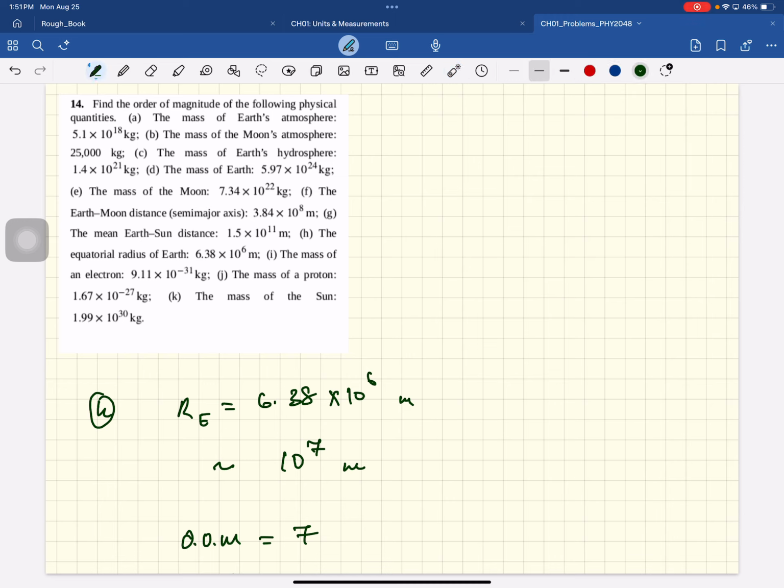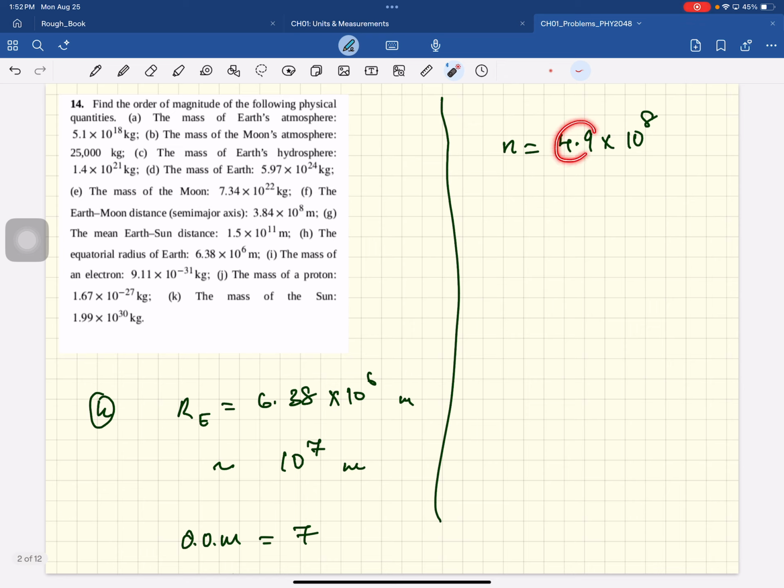Okay, so I'll do another example. Let's say here's a number, 4.9 times 10 to the 8. What is the order of magnitude of this number? We'll call it n. If you did the simple rule, this would be rounded to 1, so the order of magnitude would be 8. Again, don't worry about this.